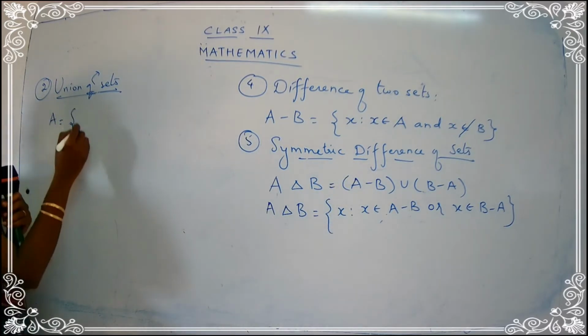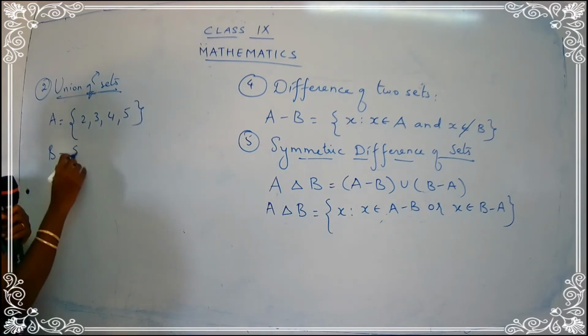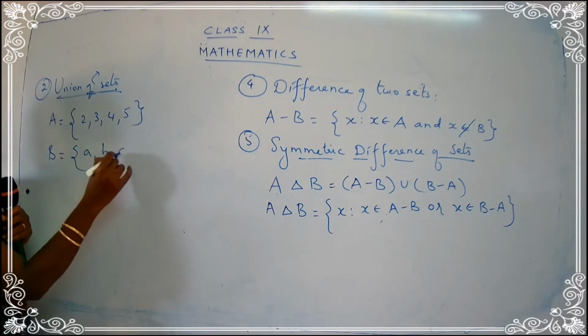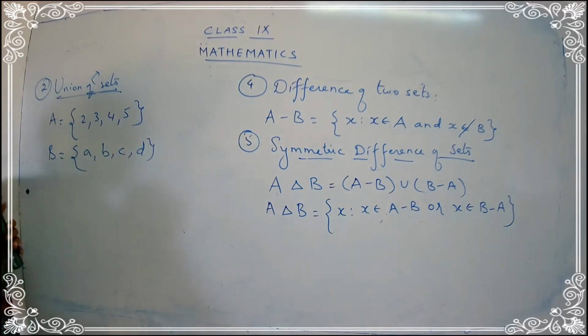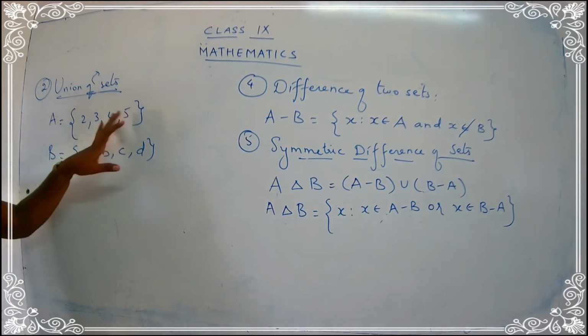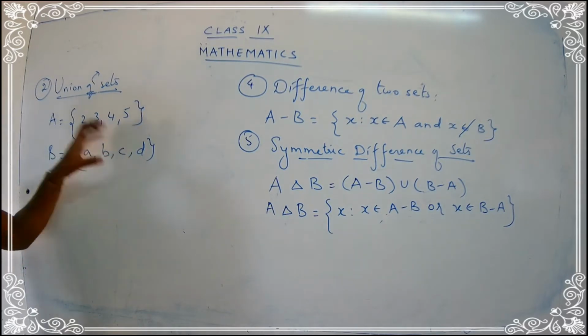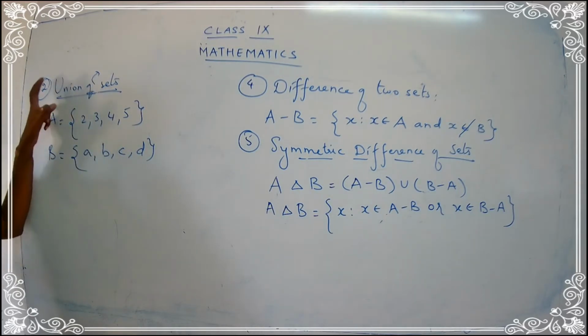So if A is equal to {2, 3, 4, 5} and B is equal to {a, b, c, d}. Getting my point? What are the members of A? The members of A are 2, 3, 4, 5. And what are the members of B? a, b, c, d. Okay, so these are the members of A and B. Now what are you going to do?